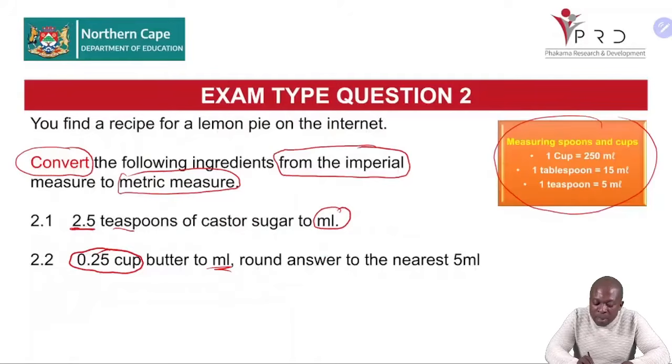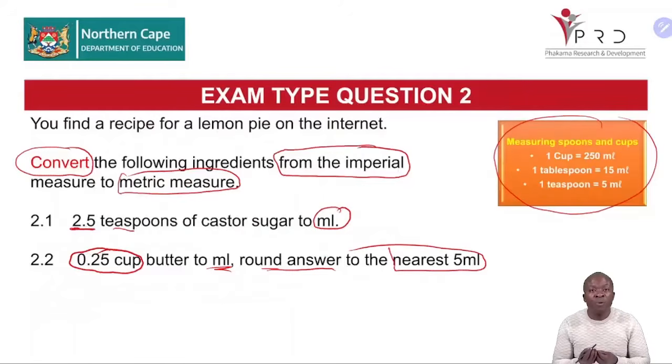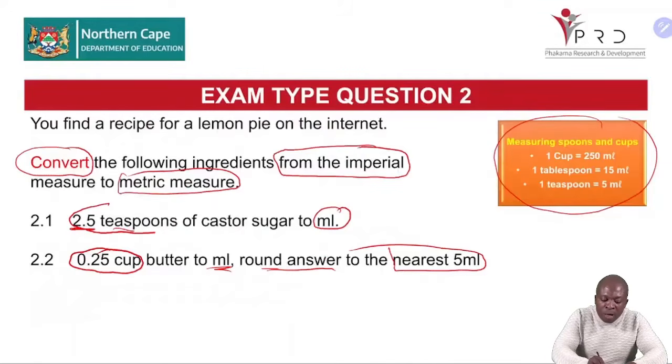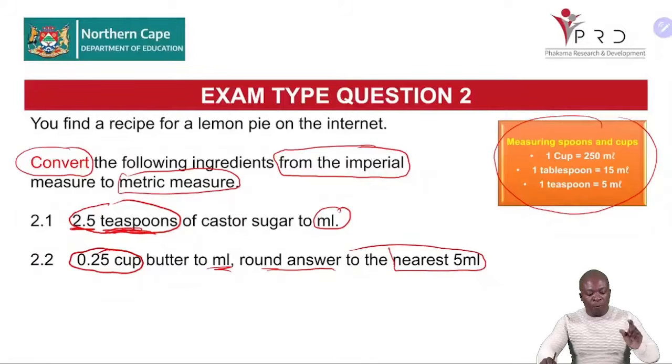It says we must round our answer to the nearest 5 milliliters. So the first thing we do is to try and answer the question before we go to the nearest milliliters. Where is the information that we have to get so that we can answer the question? Look at the first one. The examiner says 2.5 teaspoons. So we need to see if there is any conversion factor from teaspoons to milliliters.